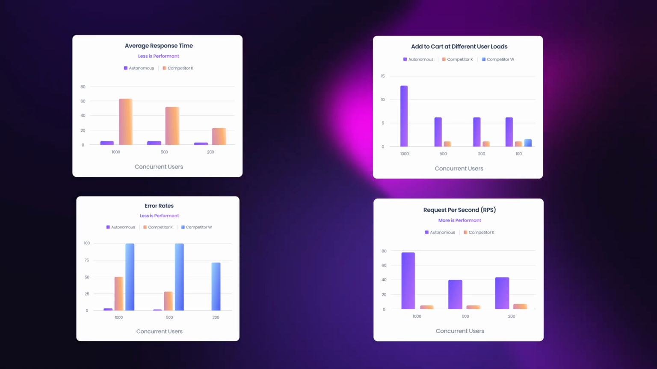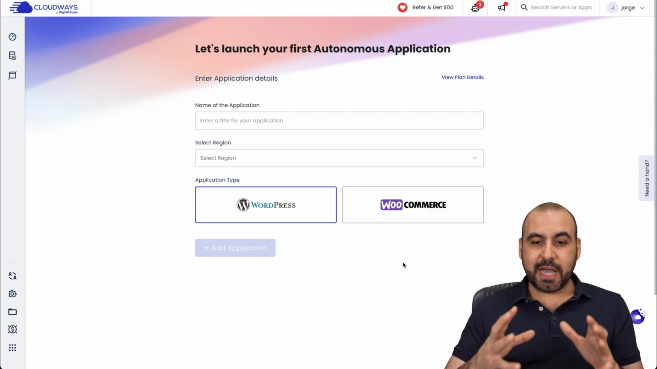Now, I recommend that you pause this video in this section so you can see the comparison benchmarks of Cloudways Autonomous, Kinsta, and WP Engine. Let's get into the actual launching features.